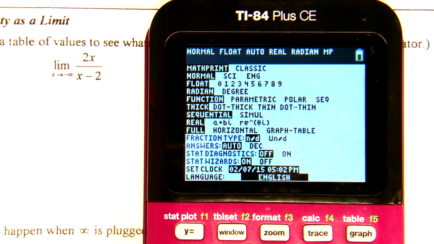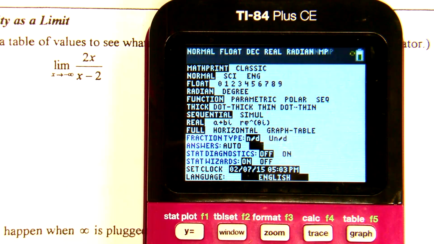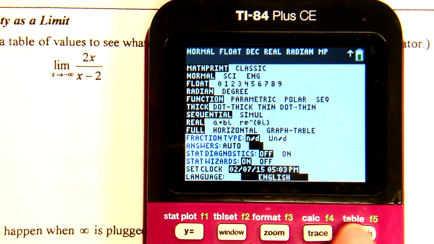So auto means it will just kind of vary. Sometimes it'll give fractions, sometimes it'll give decimals. If you hit decimals, it's now always going to give decimals until you turn it back. Does that make sense? I didn't know that. I haven't played with that option. So if I enter on decimals, then I go back to my table again. Hey, now I have decimals. Thanks, Jack.